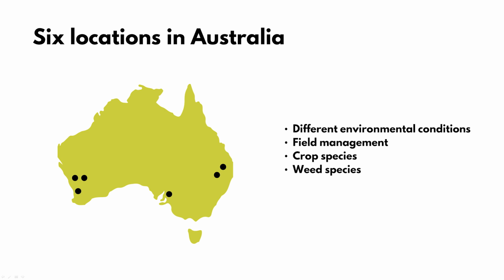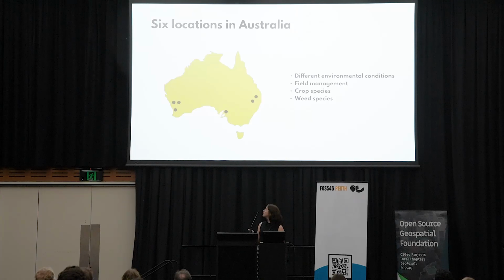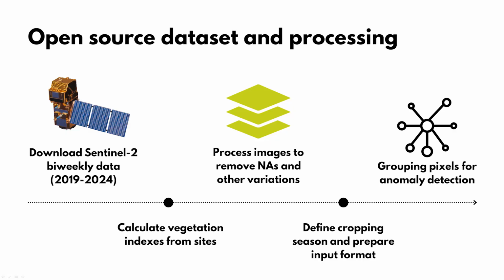So in this presentation, we are looking at 6 locations across Australia. So we have very different environmental conditions. These farmers will grow different crops. They are affected by different weeds. So we have a lot of variation in the data set. We're going to be using open source data and open source tools only to analyze this data.